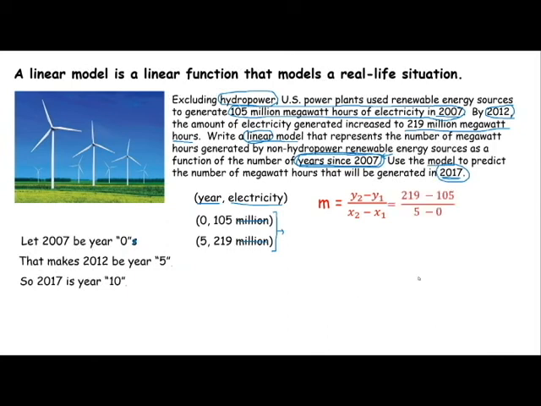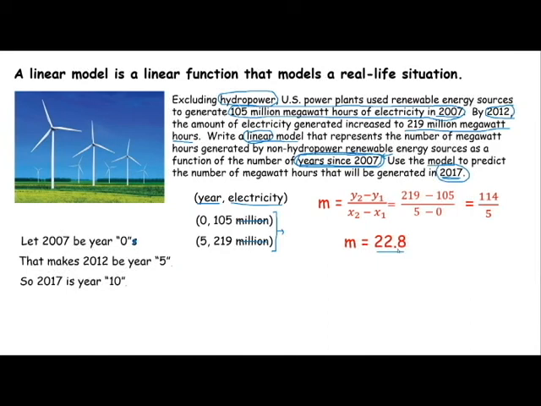I plug in the values specific to this problem. We ended in 219. At 219, we started at 105 million. We ended in year 5. We started at 0. That's 114 over 5, or if you turn that to a decimal, we get 22.8 million megawatt hours of energy produced every year.